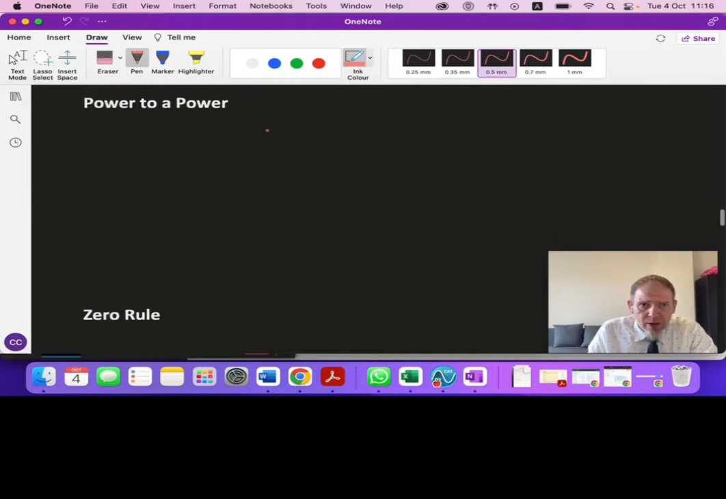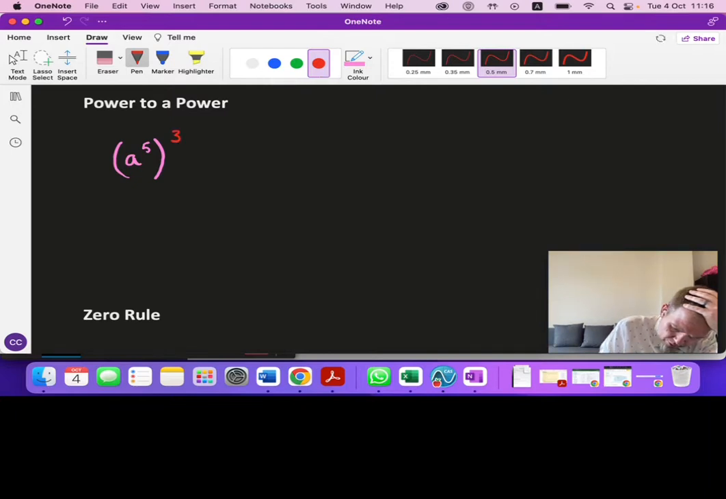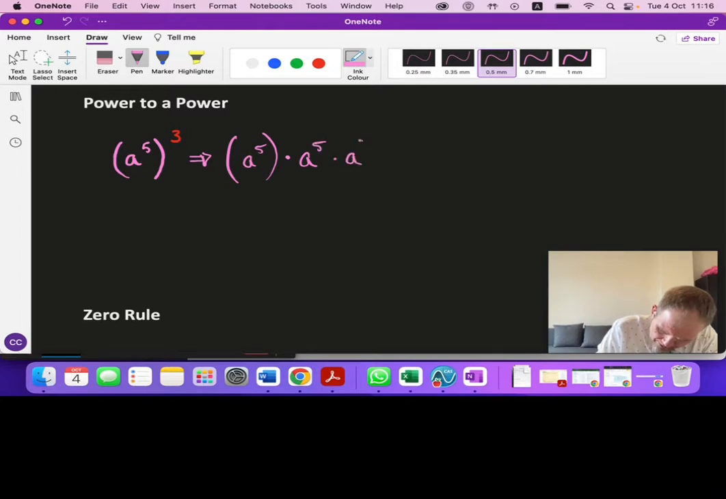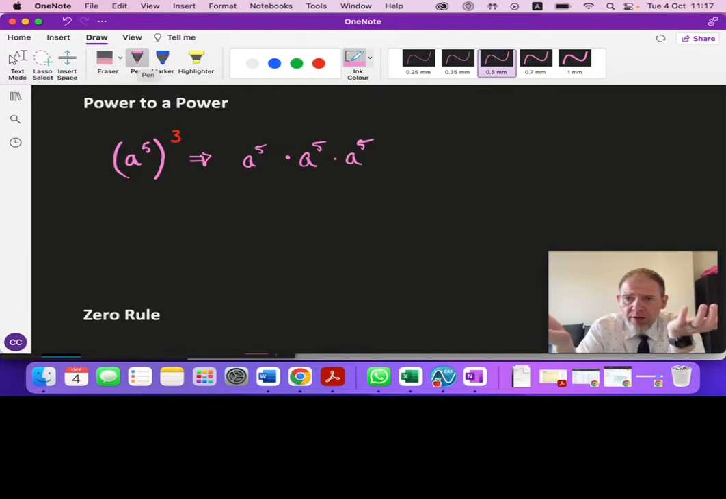The next rule is power to a power. This comes up often, and that's when we have something like a to the fifth, but then I take that a to the fifth and raise it to the third power. Let's think conceptually about what that would be. If I'm raising something to a third power, that means I'm multiplying it by itself 3 times. Now I'm just back to that multiplication rule, so I would just add them together, and that would give me a to the 15th.